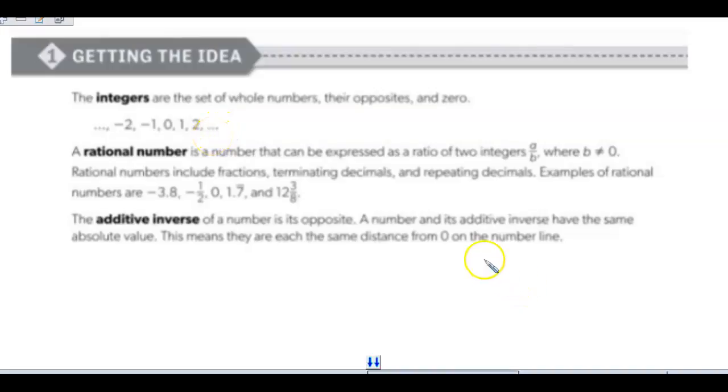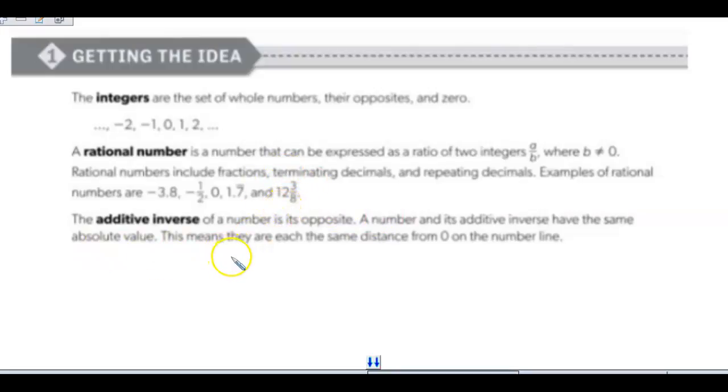A rational number is a number that can be expressed as a ratio of two integers, a divided by b, or a over b, where b cannot be 0. Rational numbers include fractions, terminating decimals, and repeating decimals. Remember that terminating decimals are decimals that end, and repeating decimals are decimals that continue on, but have a repetition of one or more digits. Examples of rational numbers are -3 and 8/10, -1/2, 0, 1 and 7/10 repeating, and then we also have a mixed number here of 12 and 3/8.